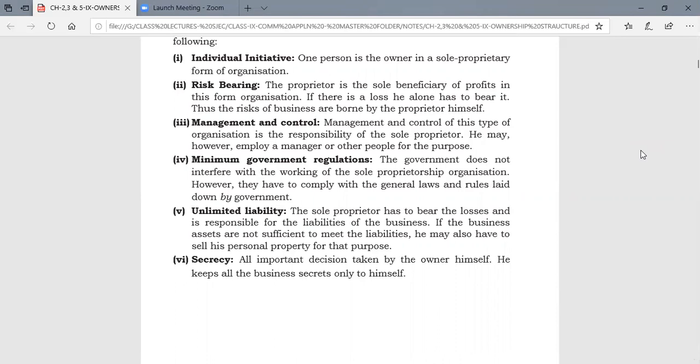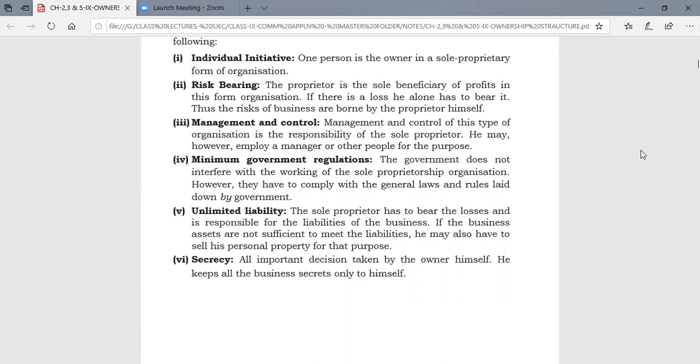Management and control. Management and control of this type of organization is the responsibility of the sole proprietor. He is the only person, no one else. He is the sole authority of the entire organization. He is the person who manages the entire operations and controls the entire operations.